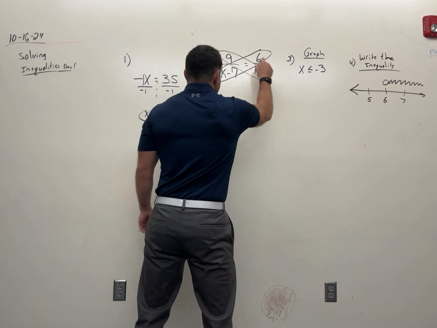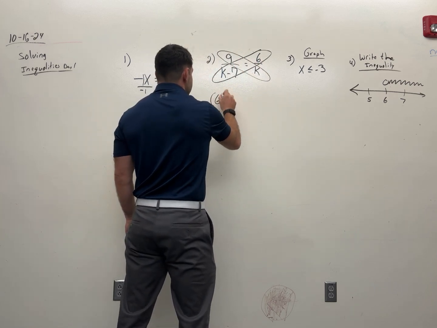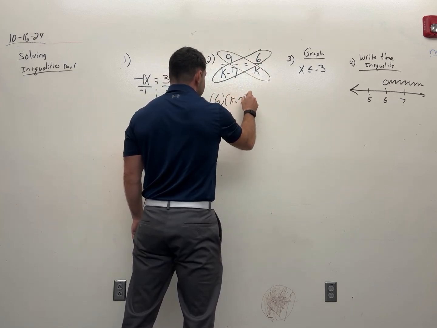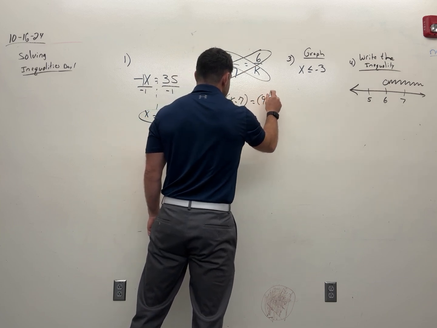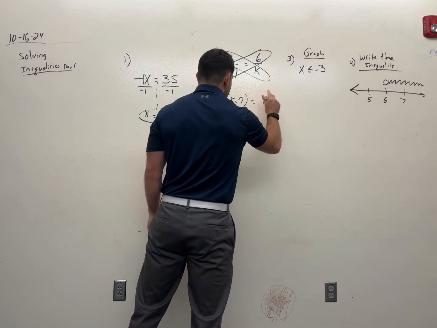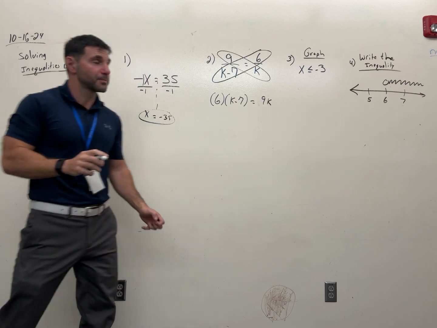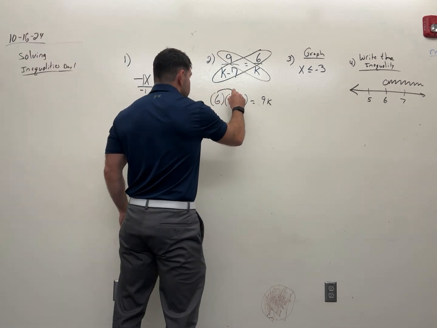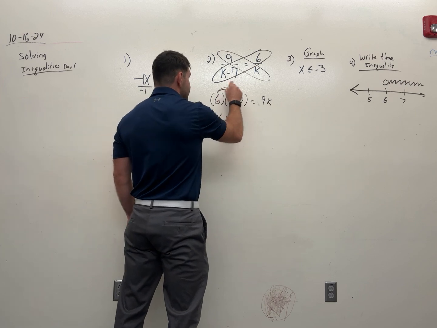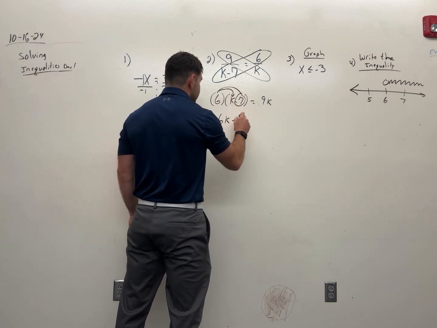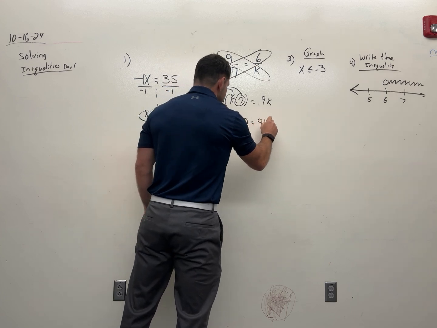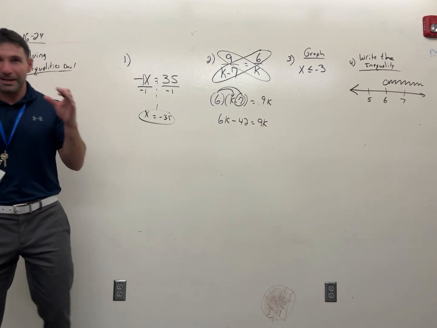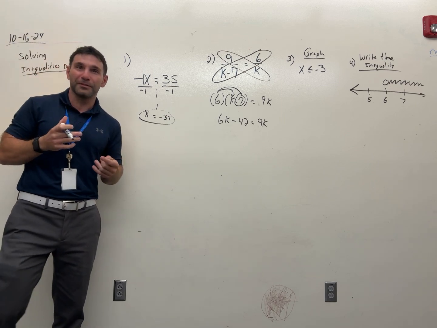Makes my day easy. So we're going to cross 6 multiplied by k minus 7 equals 9. So now we have to distribute. 6 multiplied by k is 6k. 6 multiplied by -7 is negative 42. Sorry, guys. I'm still not 100%, like my mind's running slow. You guys know how you get that brain fog going?